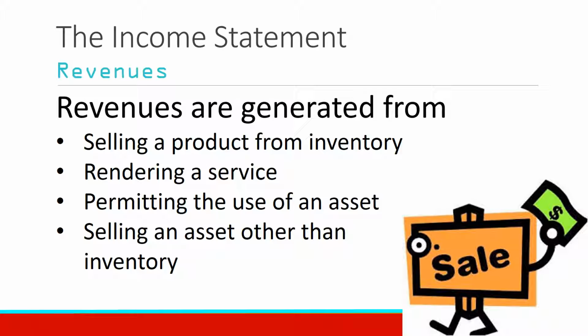Essentially, there are four. The first is the selling of a product from inventory. The second is the rendering of a service. These two categories are the most common. You will also find those firms that make money by permitting others to use an asset, such as their extra money, taking out a loan, using a fixed asset, or using a patent or a trademark or some other form of intangible. And the fourth and final category is the selling of an asset that the firm owns other than inventory, such as a financial asset or an unwanted fixed asset.